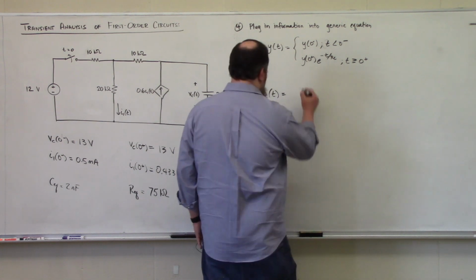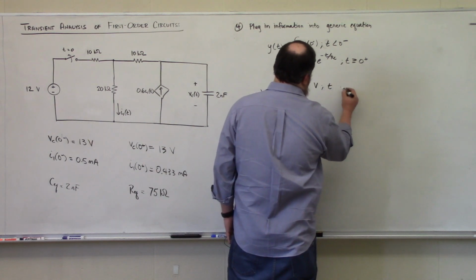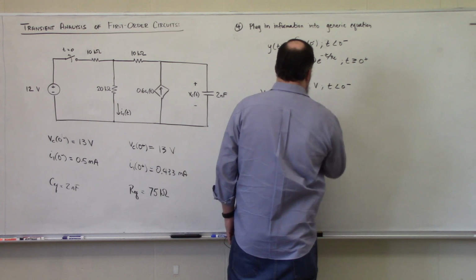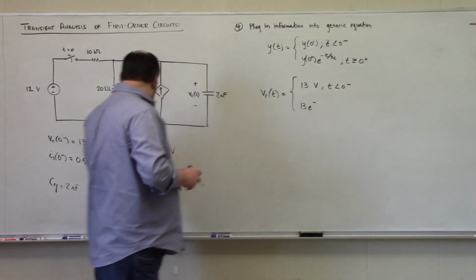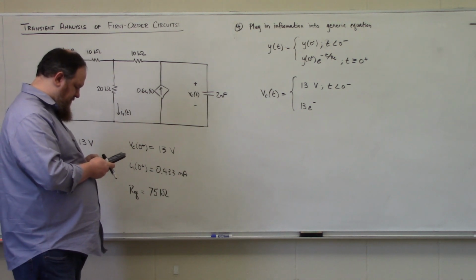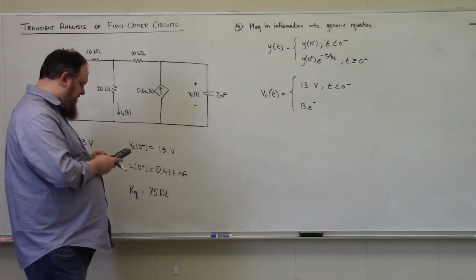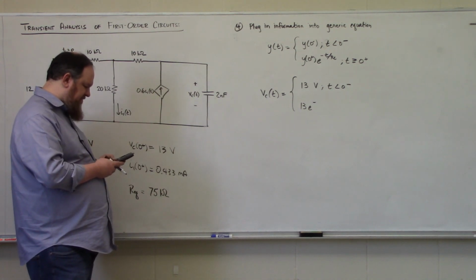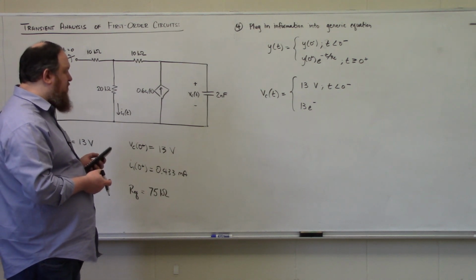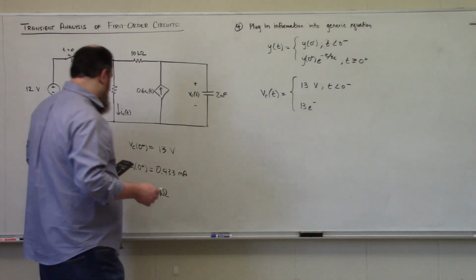Vc of t is 13 volts for t less than 0 minus, and it's 13 e to the minus, so let's see. 2 nanofarads, so that's 2 times 10 to the minus 9, multiplied by 75 kiloohms, so that's 75 times 10 to the positive 3. So that gives me 150 microseconds.